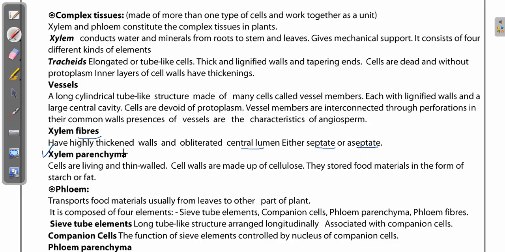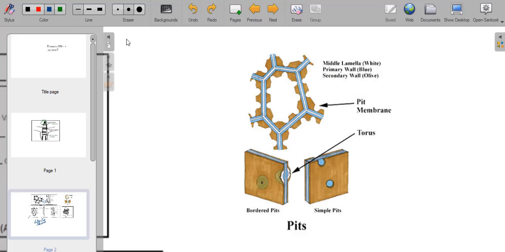And finally, the xylem parenchyma. All of these are thin walled, and the cell walls are made up of cellulose, and they help in storing food, starch or fat in some regions. I think it could be temporarily.